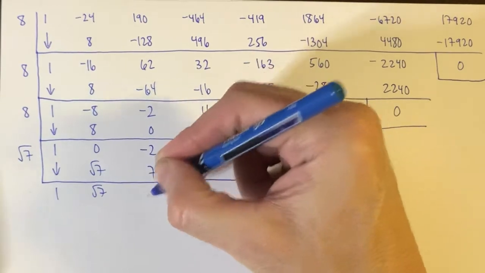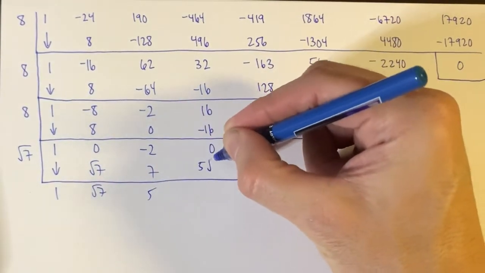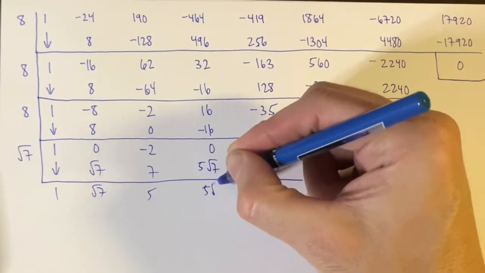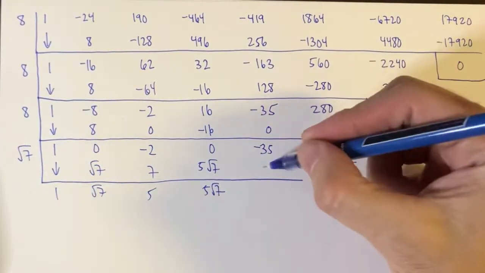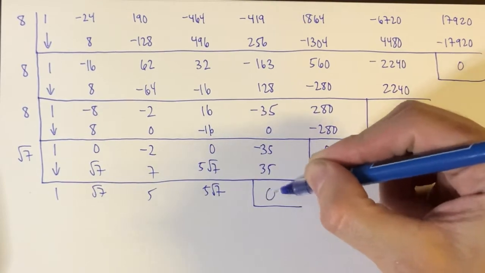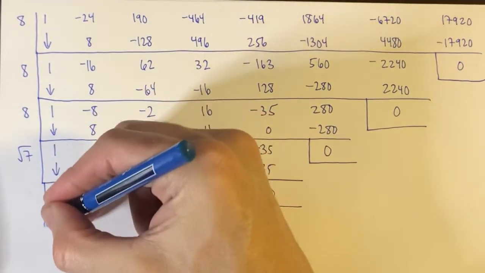And let's see, here is what we get there. This will be 5 square root 7, and it's just 5 square root 7. And when you multiply these on a calculator, that's going to be 7 times 5, which is 35. And as expected, the remainder was 0.